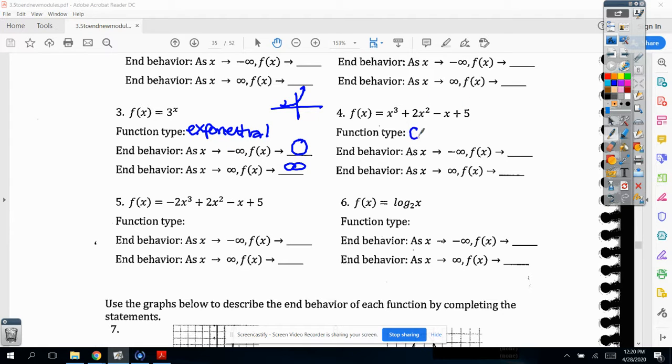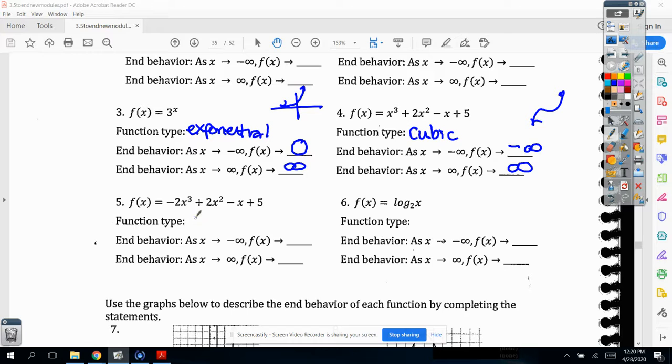This graph is a cubic. We would call it a snake baby from outer space. It would look like this. And as x goes to the left, as we go to the left and x is very small, this graph is going down to negative infinity. And as x goes to the right and gets really big, this graph is getting bigger as well and going up.